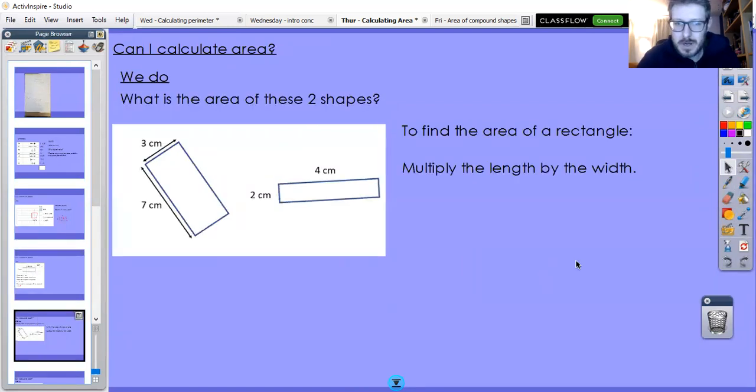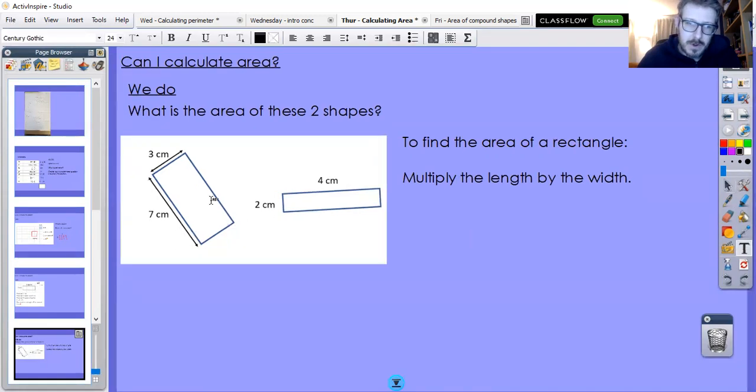Okay, so what I'd like you to do is just pause the video and write down what the area is of these two shapes. Okay, so hopefully for this one, we found the area, so you're multiplying the width times the length, and hopefully you got 21 centimeters squared, and hopefully you didn't forget the centimeters squared bit.